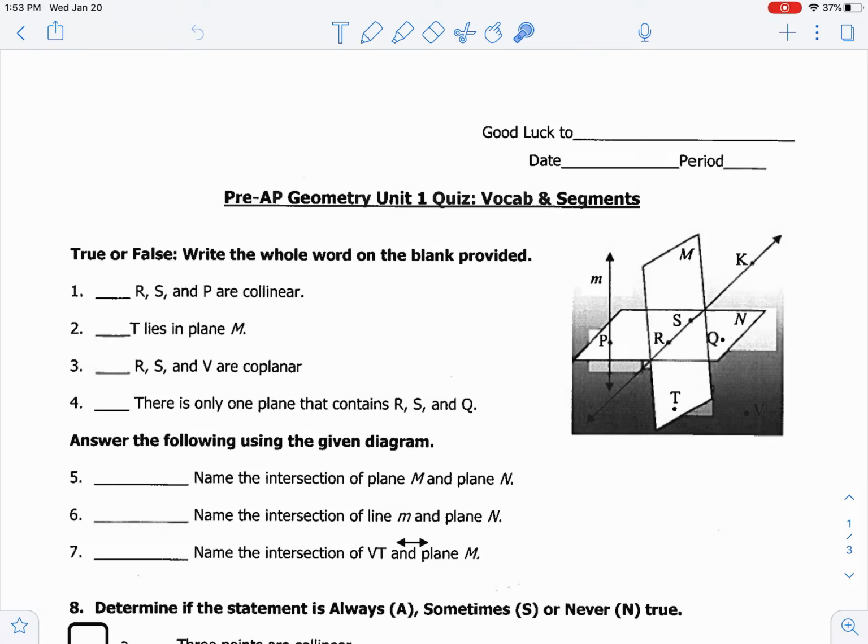Howdy, it's me, Miss Elliott, and this is your quiz that you would like to correct. So we're going to go through every single problem.